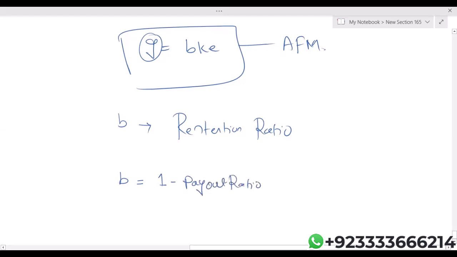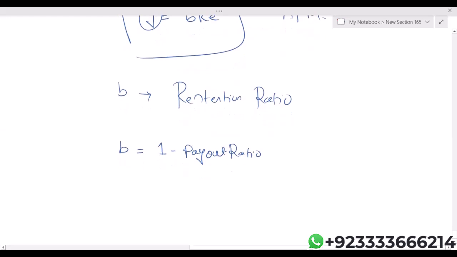Because I just said if a company is paying 40% dividend, it means they are retaining 60%. If a company is paying 30% dividend, it means they are retaining 70%. It means if I know the payout ratio, then 1 minus payout ratio will give me the retention ratio. Now, payout ratio: how do we calculate payout? Very simple.